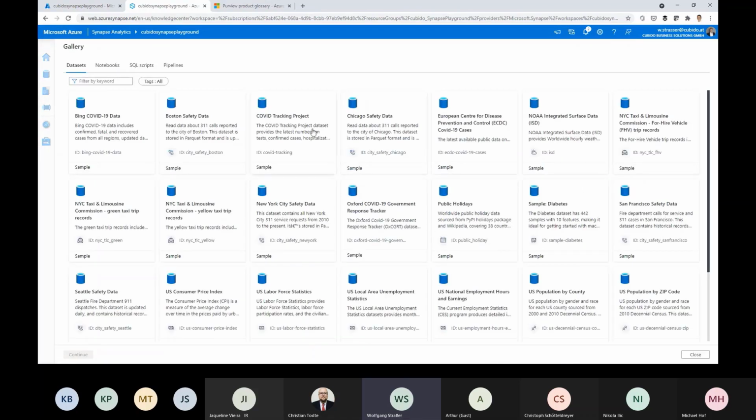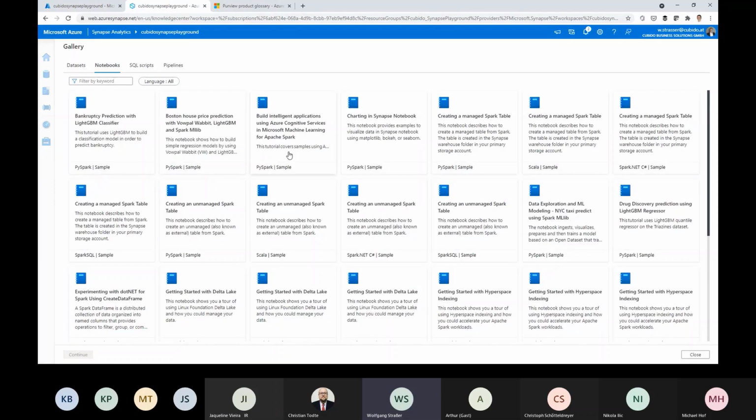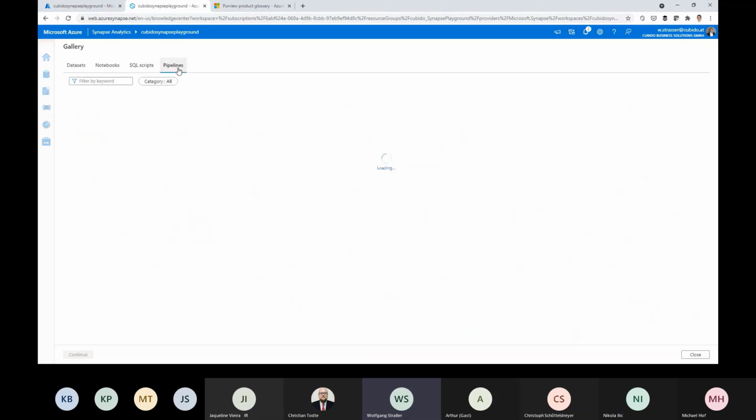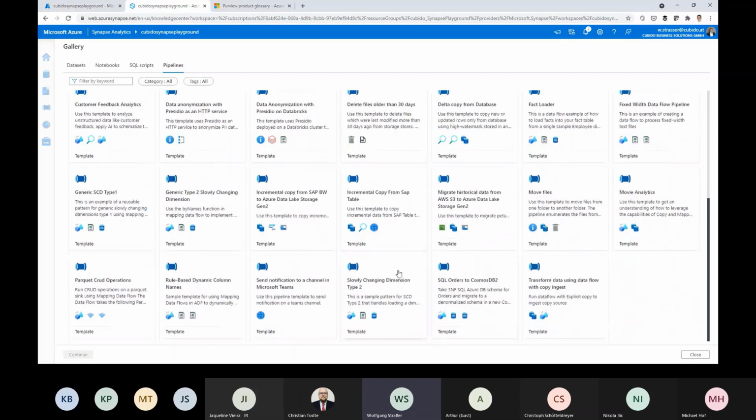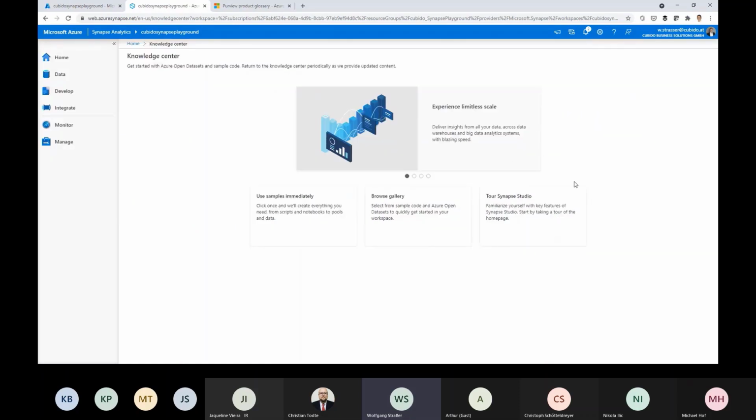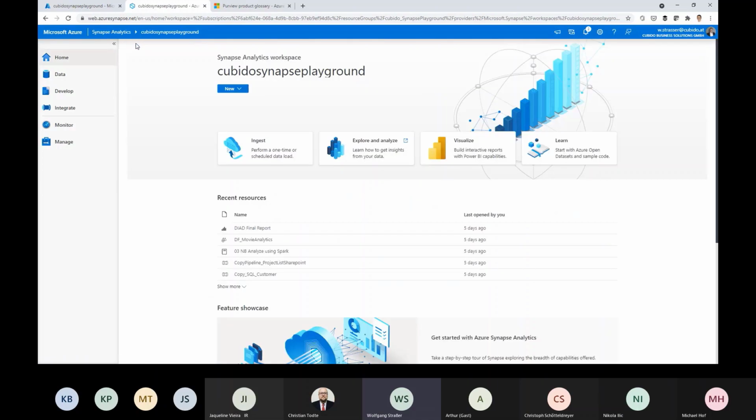And there's a huge gallery of data sets and a huge gallery of pre-configured notebooks where you can have a look at Scala examples, Spark.NET C#, Spark SQL, and analyze data using Spark-based notebooks or SQL scripts. And for the data ingestion, there are templates, a huge list of templates there. So if you want to work with slowly changing dimensions, you don't have to start from the beginning again, just use a template over there. So Knowledge Center, it's very good if you want to learn Synapse Analytics.